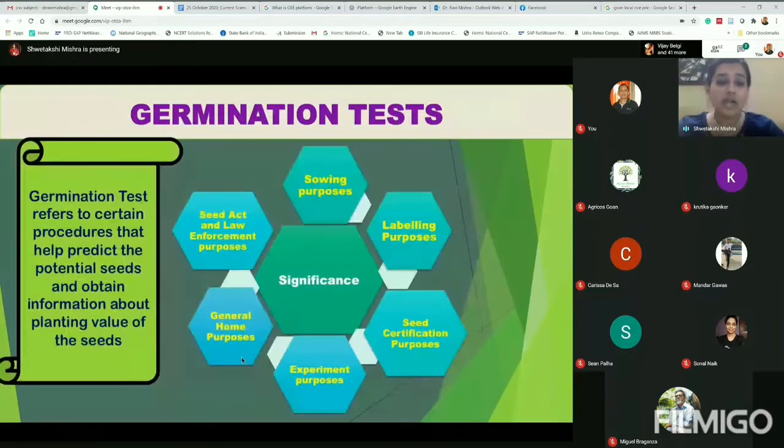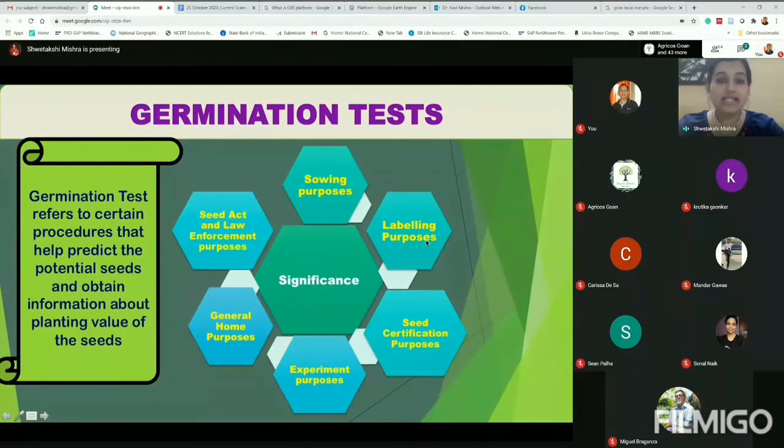So now we will move on to the germination test. Germination tests are certain procedures that help us to predict whether the seed has enough potential to germinate and form a new plant. Now there are several significances of doing this germination test. It is used for sowing purposes. If you are sowing seeds in a garden or in a field, you should know whether the seed we are sowing is potent enough to germinate into a plant or not.